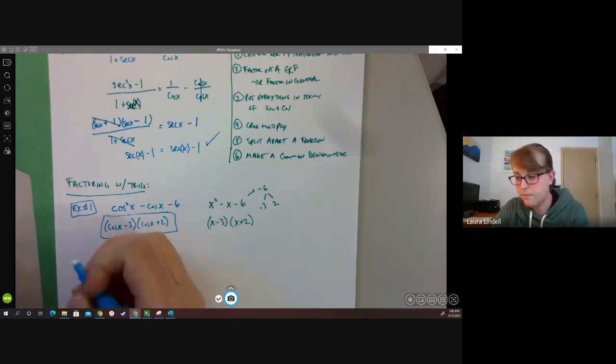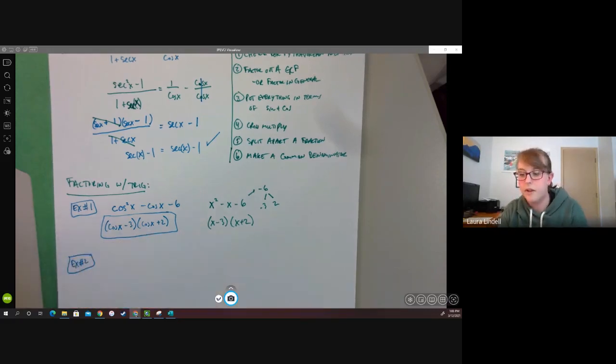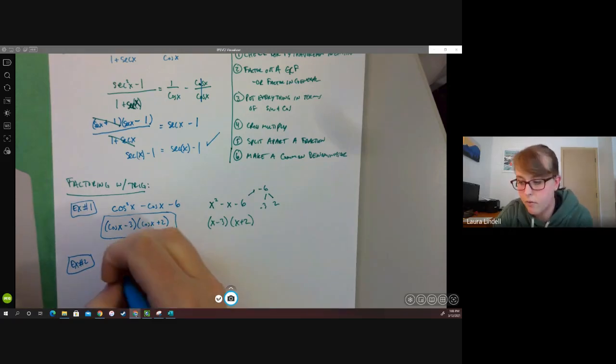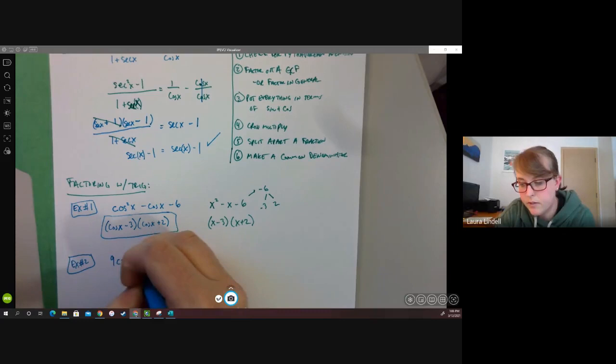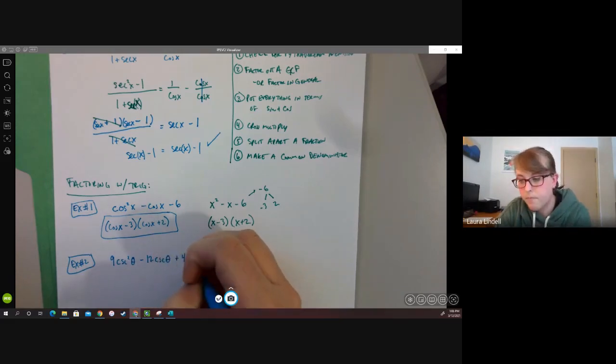So let's try another one. We'll do a different kind this time, not one where it's a coefficient of 1. Let's do 9 cosecant squared minus 12 cosecant plus 4.